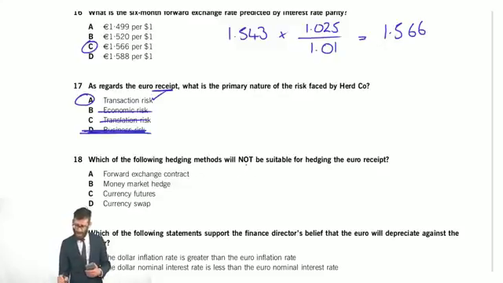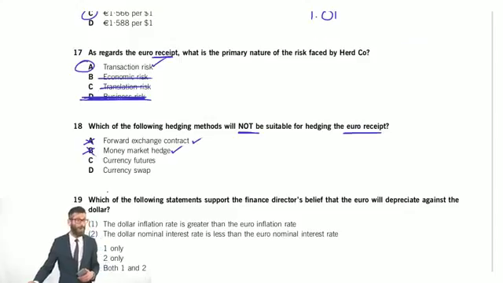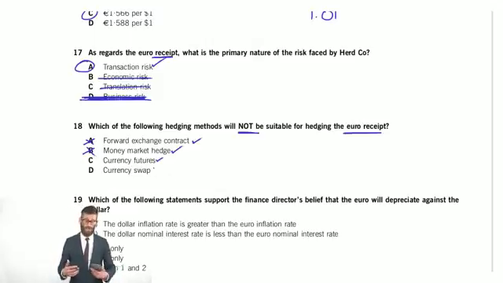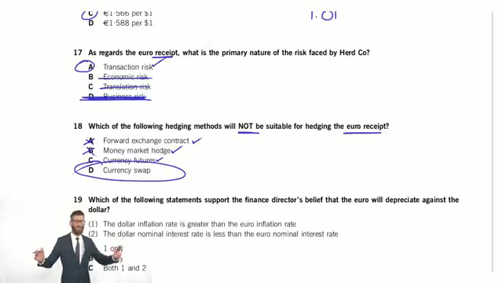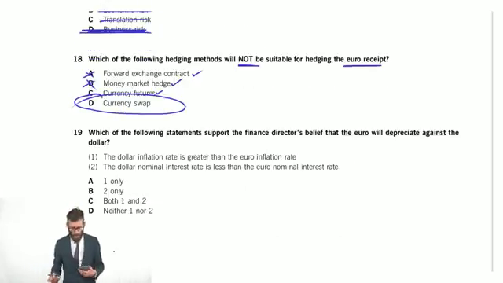Which of the following hedging methods will not be suitable for hedging the euro receipt? Well, it's a euro receipt. A forward exchange contract is, as is a money market hedge. So process of elimination here, you're down to a currency future and a currency swap. A currency future is a derivative that is possible because it's looking at the exchange rate. A currency swap is swapping for interest rate purposes with another company. So your correct answer there is D. But that is one of those questions that is on the margins of the syllabus, and I don't like them, and I don't want you to become anxious about them. This one you should get.